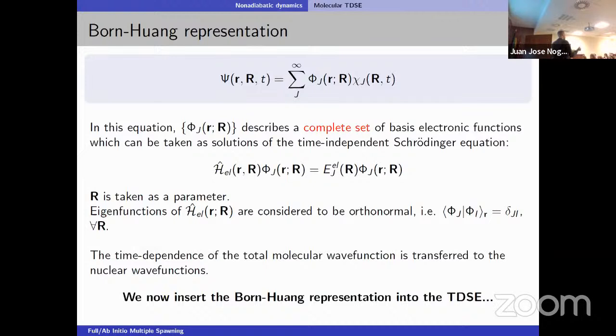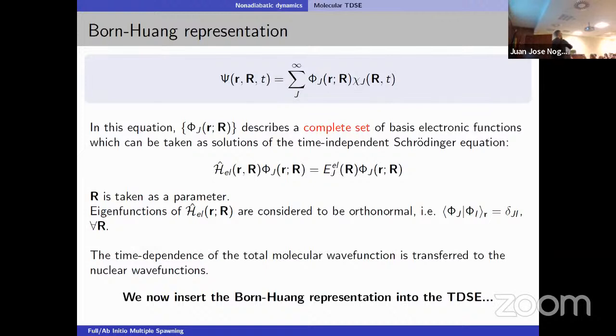Yeah? Okay. So now the thing is that this gives us a way to represent this molecular wave function in terms of an infinite summation of this product, electronic time-independent wave function times a nuclear time-dependent wave function. So when we have a new toy like that, we want to play with it, right? And one cool way of playing with this is to take this expression here and put it in the time-dependent Schrodinger equation as we saw before.